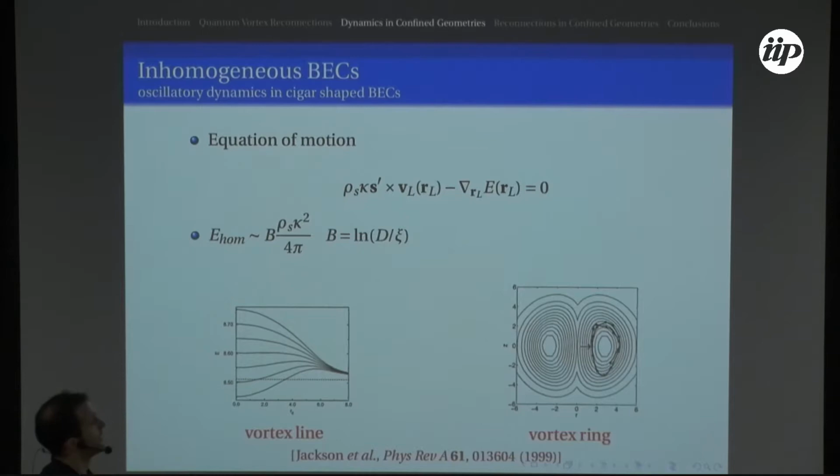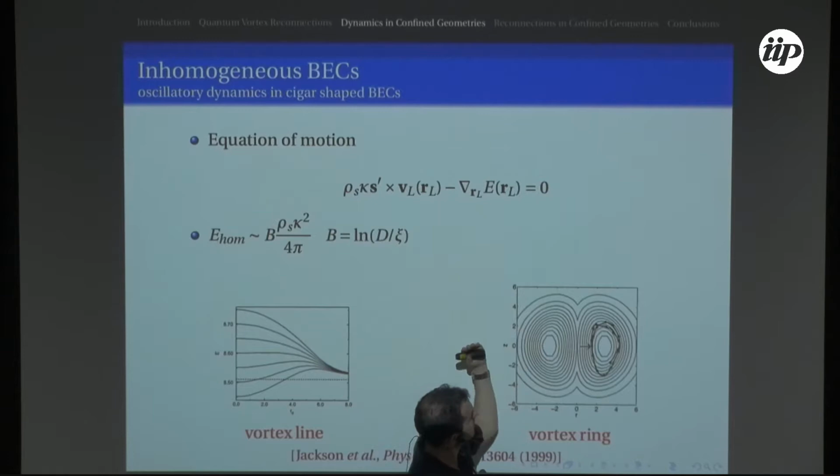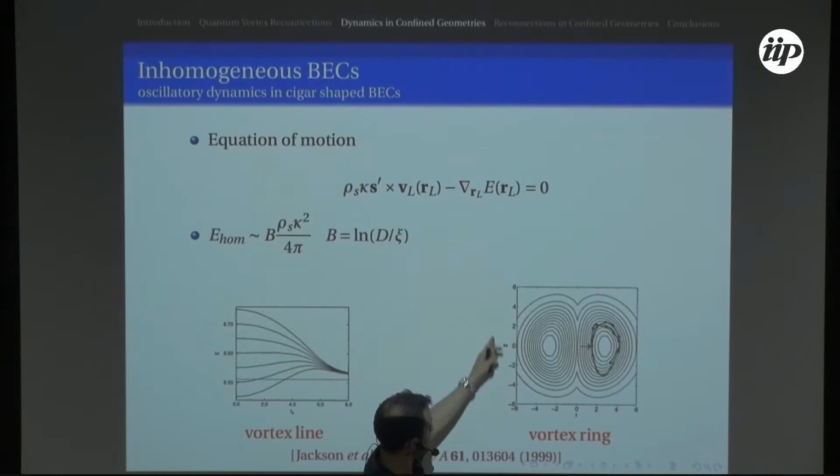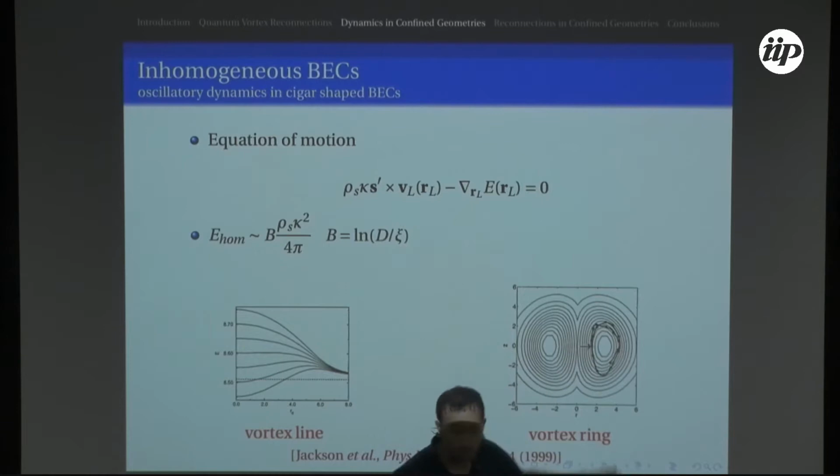in the next slide. If you have a vortex ring, things are different, because if you take a slice here, this is the energy as a function of the radius and of the z coordinate of a spherical trap. Here you see that if you take a slice, the energy as a function of R0 has a shape like this. Compared to before, to a vortex line, which was like this. So here there is a sign inversion.